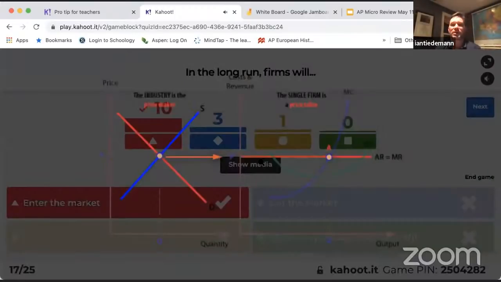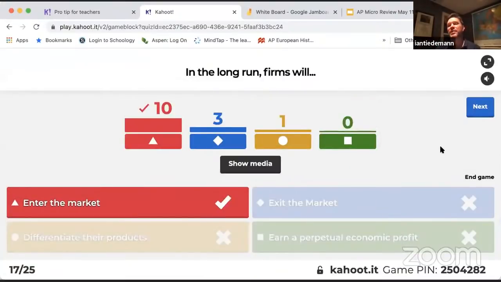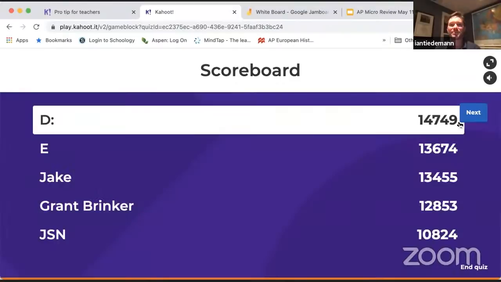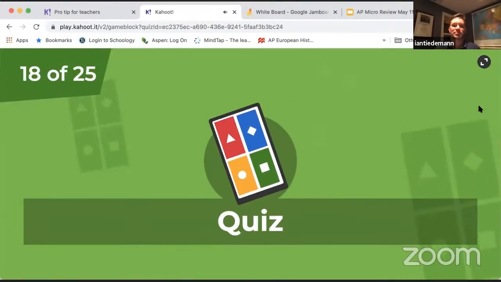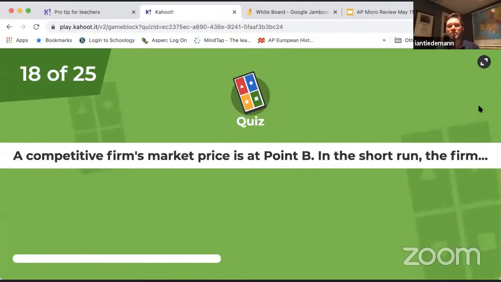Earlier, we talked about market structures. This doesn't show very well on this. But if, in this case, the marginal revenue is above average total cost, they are earning a profit. Firms would enter the market because it's perfectly competitive and there are no barriers to entry. I think just 8 questions left.